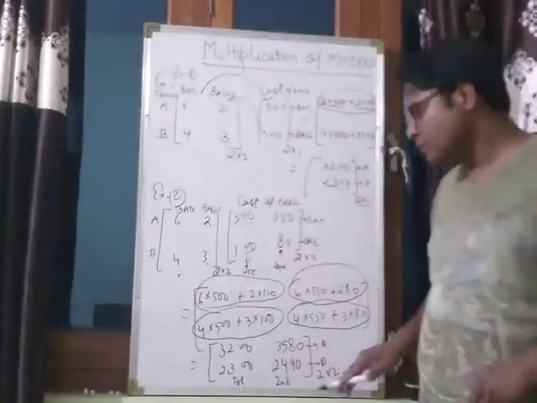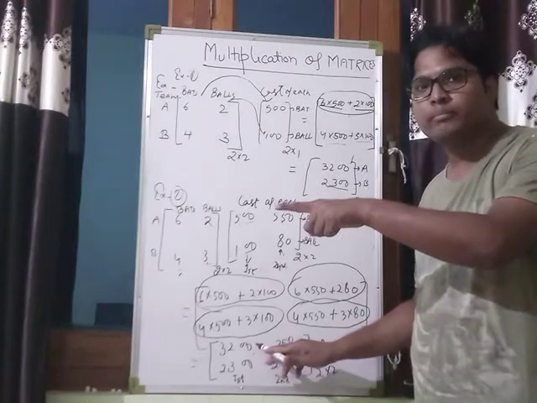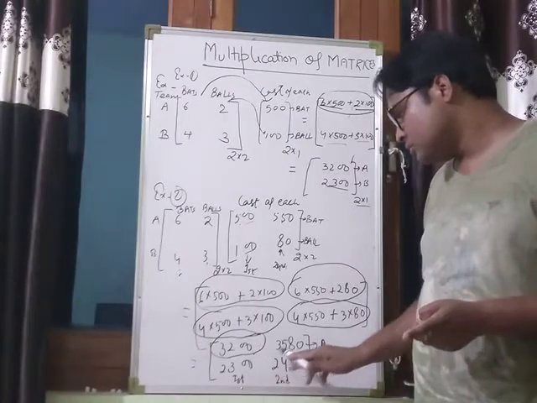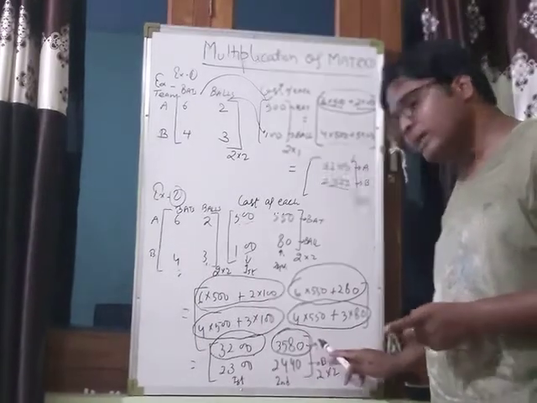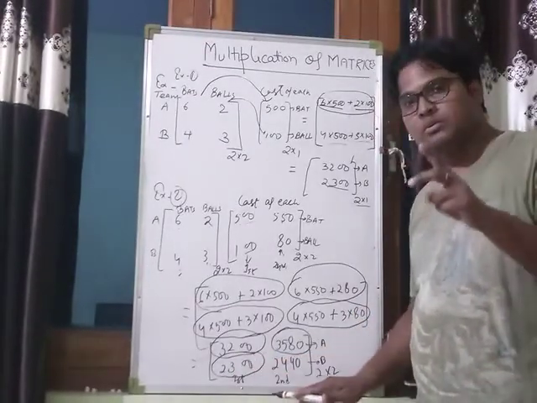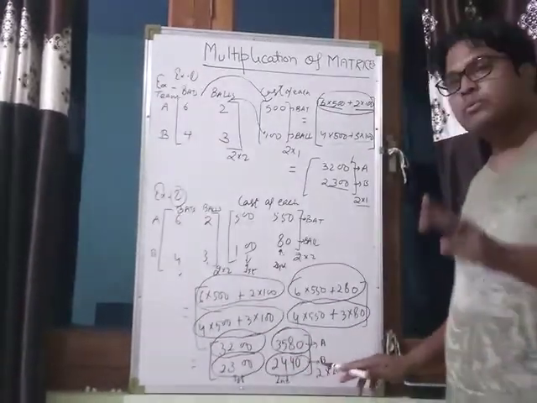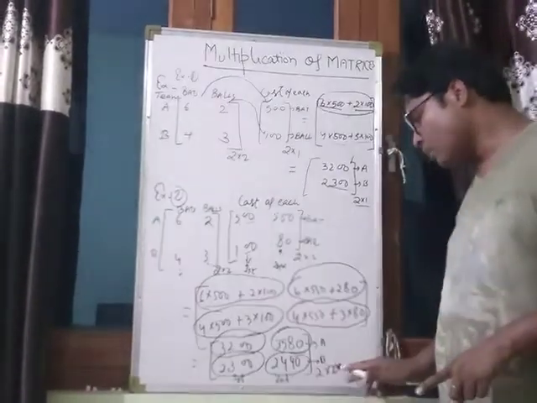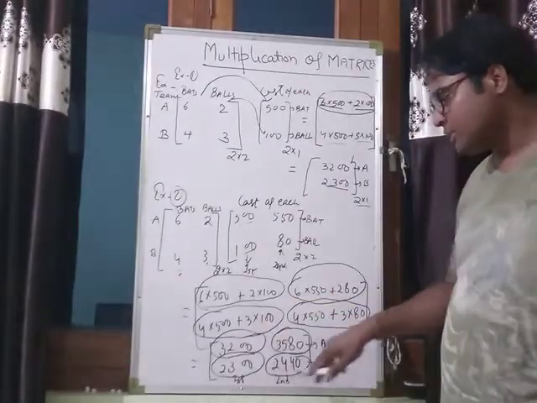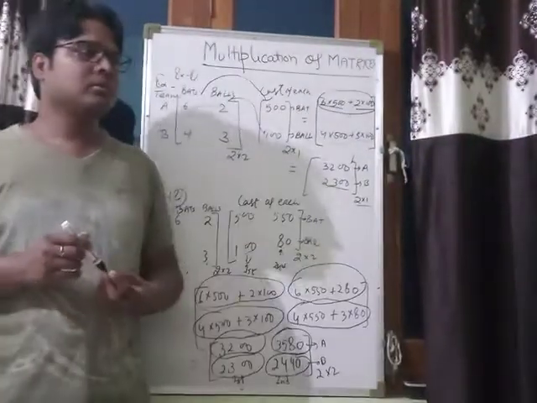When we solve it, we get 3200 rupees for team A from the first shop, 3580 rupees for team A from the second shop, 2300 rupees for team B from the first shop, and 2440 rupees for team B from the second shop. So you can see this information is also represented by a matrix of order 2 by 2.